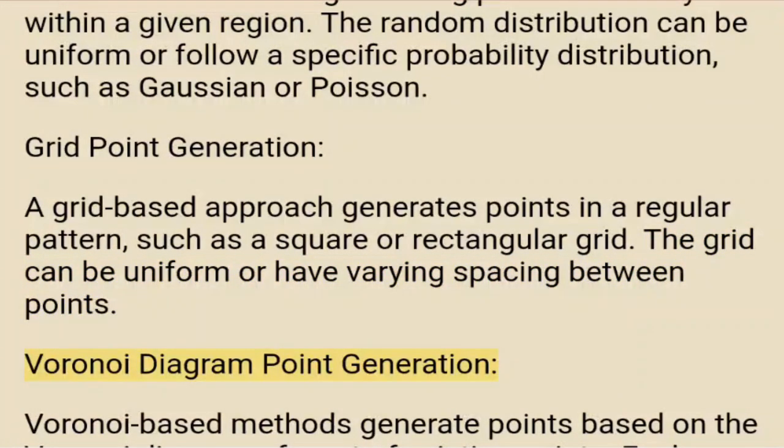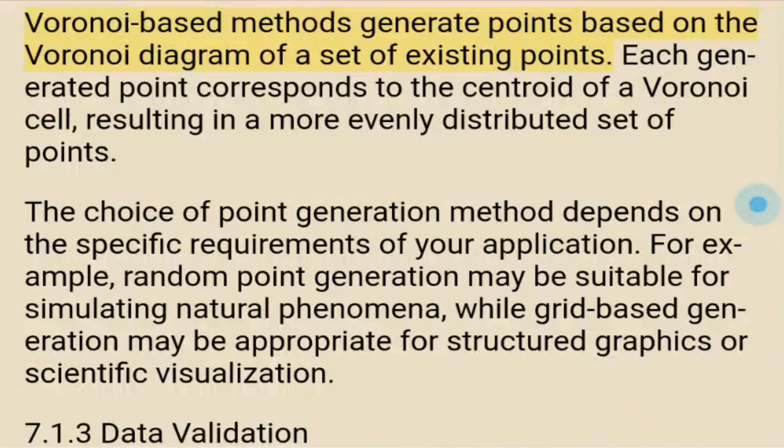Voronoi diagram point generation. Voronoi-based methods generate points based on the Voronoi diagram of a set of existing points. Each generated point corresponds to the centroid of a Voronoi cell, resulting in a more evenly distributed set of points. The choice of point generation method depends on the specific requirements of your application. For example, random point generation may be suitable for simulating natural phenomena, while grid-based generation may be appropriate for structured graphics or scientific visualization.